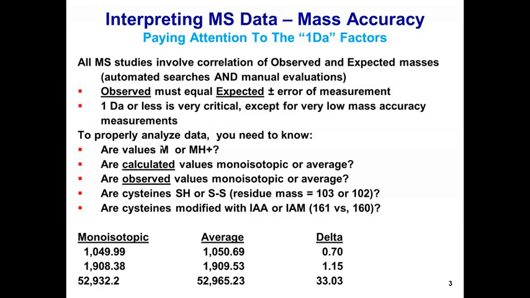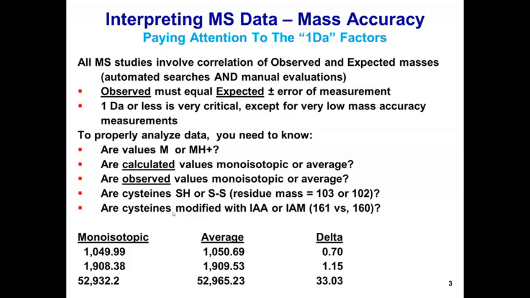This means we need to know whether we're dealing with mass M or protonated mass MH+. There are also other cases where we might be talking about the doubly charged mass of a peptide or protein, that would be MH2 2+. Also, are we talking about monoisotopic or average masses, both for the calculated and the observed values? In addition, factors such as whether cysteines are present in the protonated form or as disulfide bonds are critical because the mass difference is approximately 1 Dalton.